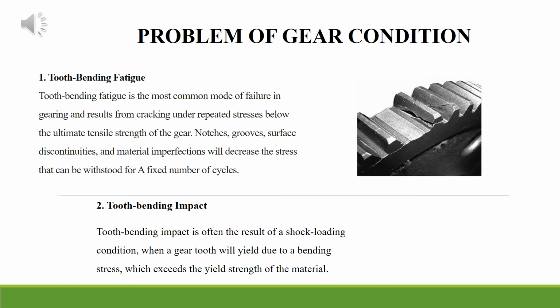The second problem that may occur on a gear is tooth bending impact. Tooth bending impact is often the result of a shock loading condition when a gear tooth will yield due to a bending stress which exceeds the yield strength of the material. So to address this issue, the gear material should have adequate tensile strength, yield strength, and ductility to survive severe conditions. The mechanical properties are dependent on the chosen material and the heat treatment of the gear.